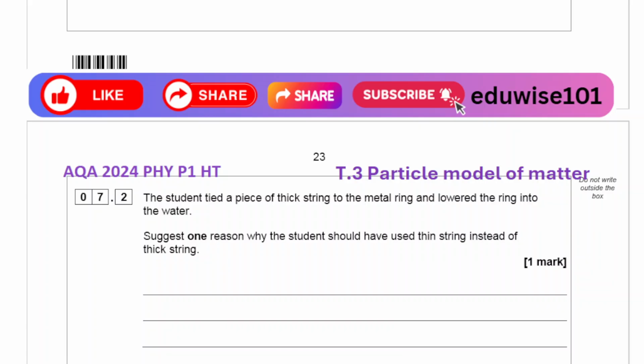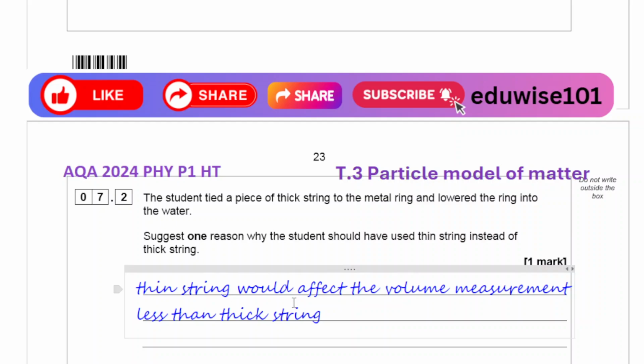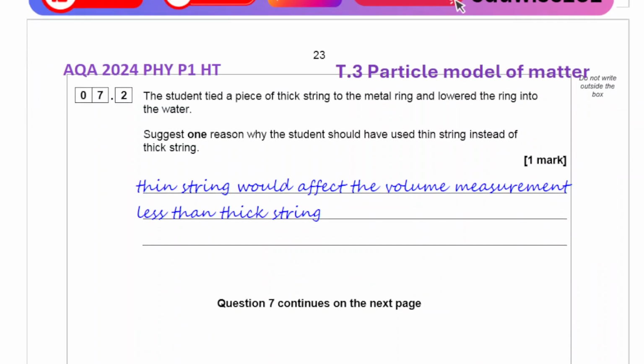The student tied a piece of thick string to the metal ring and lowered the ring into the water. Suggest one reason why the student should have used a thin string instead of a thick string. Where a thick string would absorb some of the water and it would have a mass as well. So thin string would affect the volume measurement less than the thick string, or you could write the reverse. You don't have to explain it by saying that it would absorb some water.